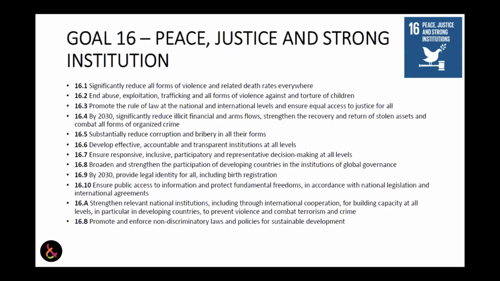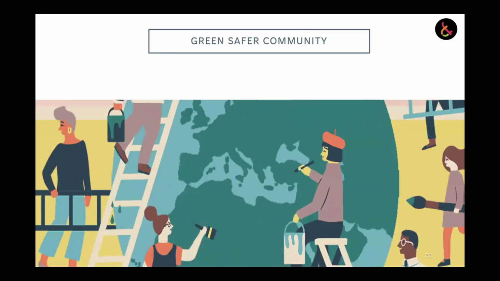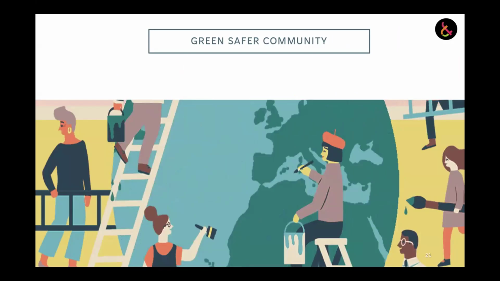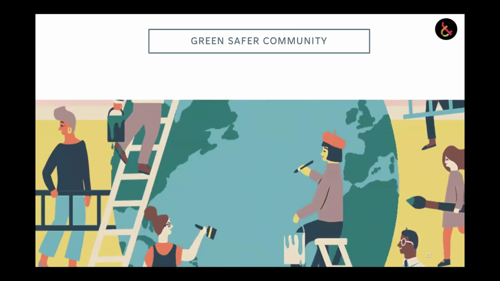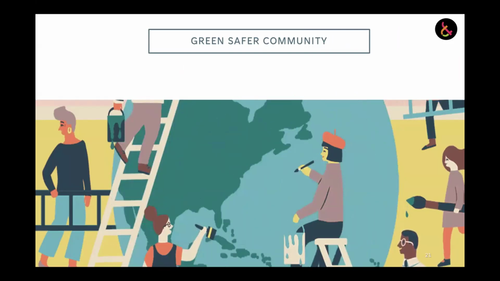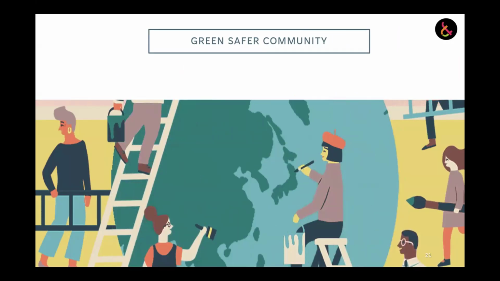Life and land, justice, health, connecting with the 17 goals, then we again talk about a green, safer community. As we have already mentioned, this year we have a theme topic: utilizing digital technology for a green, safer community.